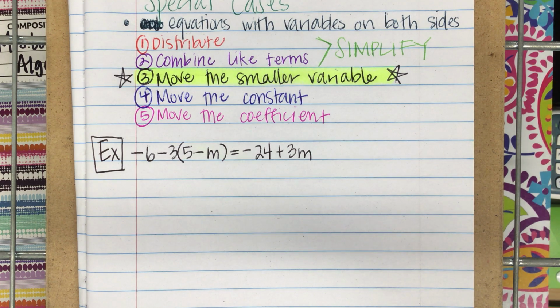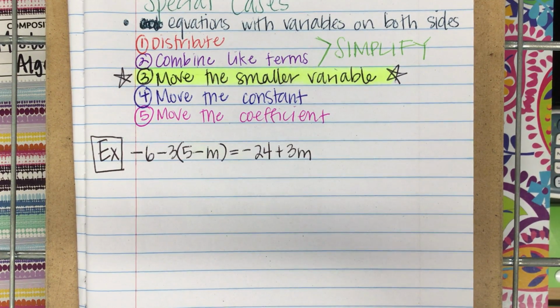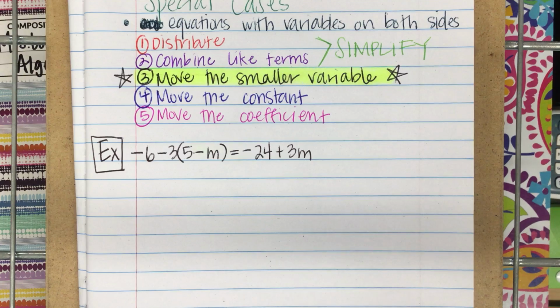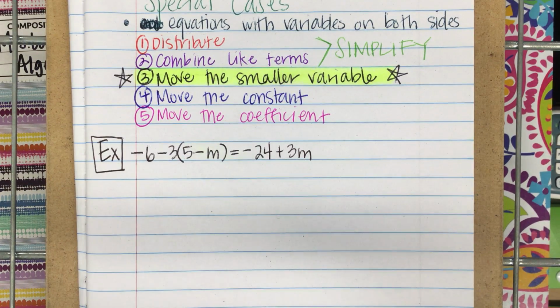Okay, so negative 6 minus 3 times the quantity 5 minus m equals negative 24 plus 3m. So this is obviously a multi-step equation, correct? I mean, it's got lots of stuff. Doing this mentally is a challenge, so we're going to go through our steps.